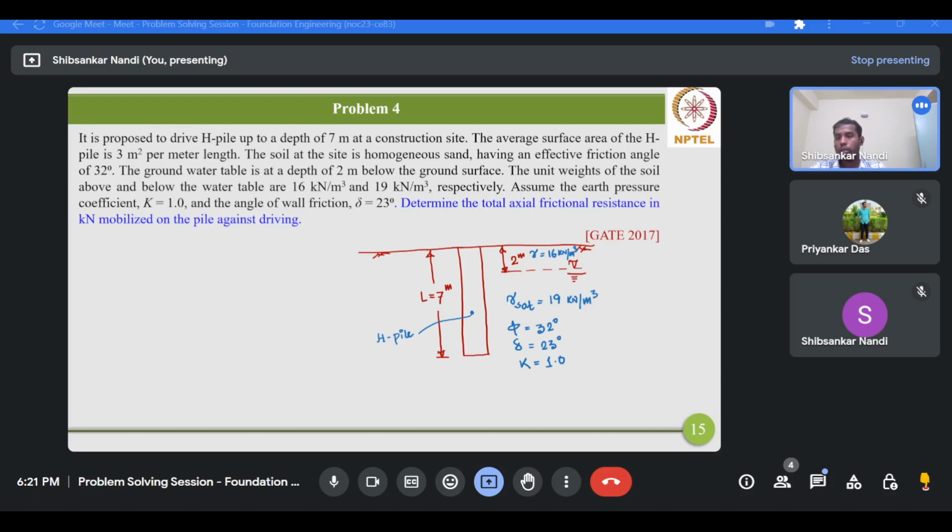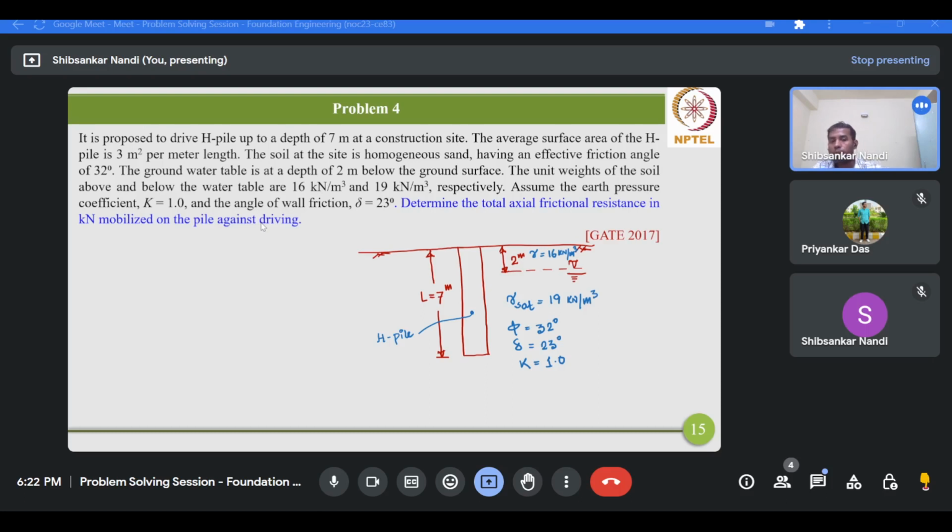Assume the earth pressure coefficient K equals 1 and the angle of wall friction delta is 23 degrees. Determine the total axial frictional resistance in kilonewtons mobilized on the pile against driving. Unlike the previous problem, in this problem we have to report only the axial frictional resistance component. We need not calculate the point bearing resistance, and further we need not apply any factor of safety. So here we have to just report the mobilized axial frictional resistance against driving.